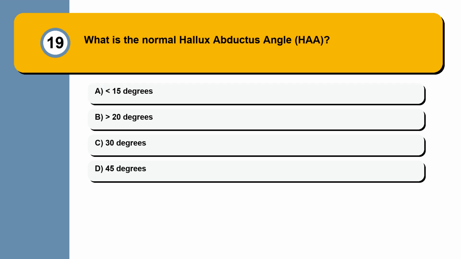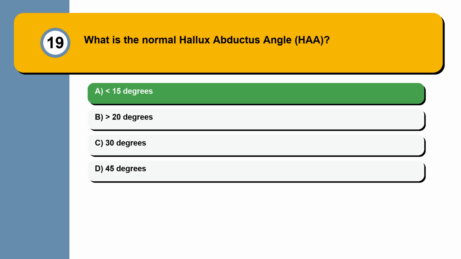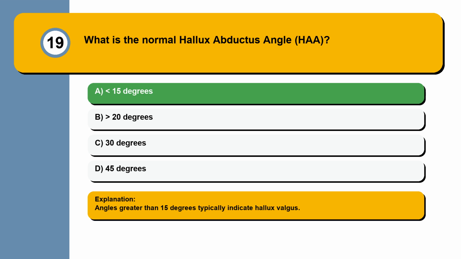Question 19. What is the normal hallux abductus angle, HA? 15 degrees, 20 degrees, 30 degrees, 45 degrees. Angles greater than 15 degrees typically indicate hallux valgus.